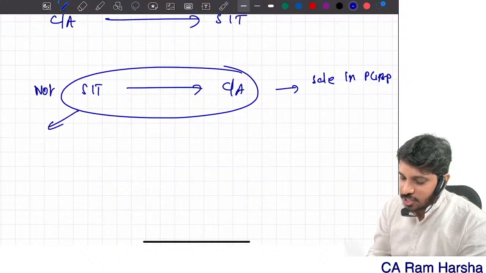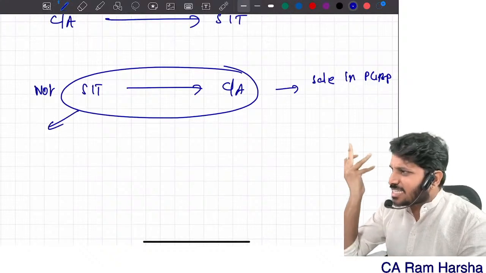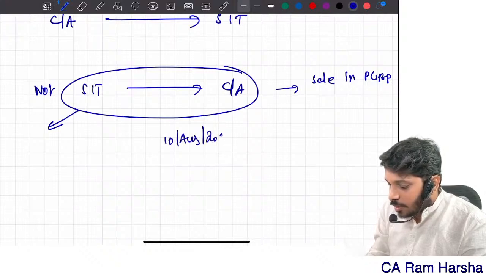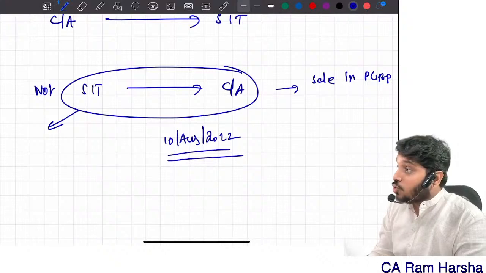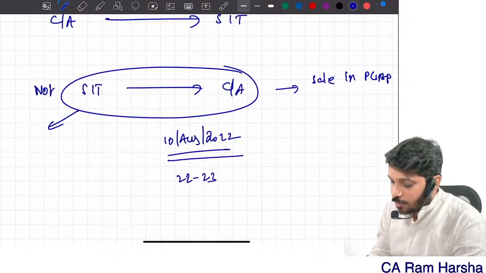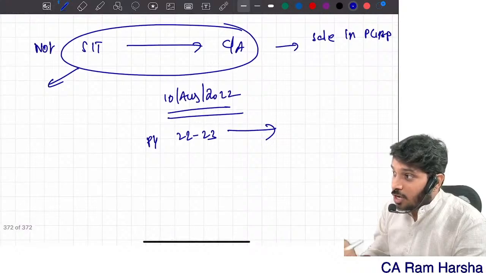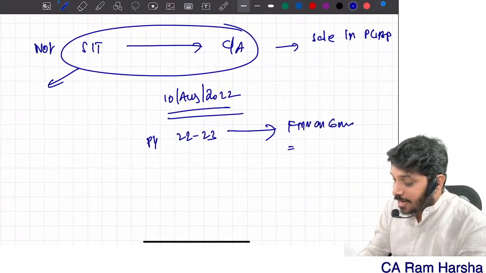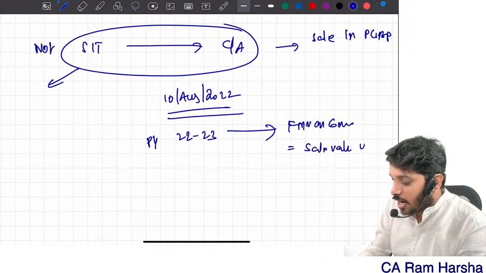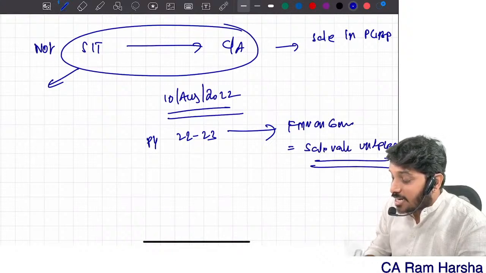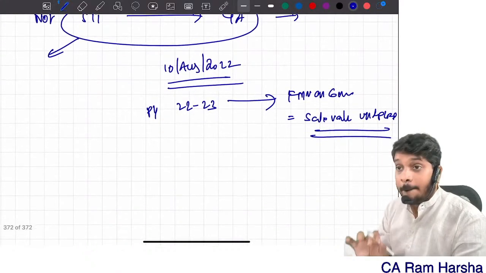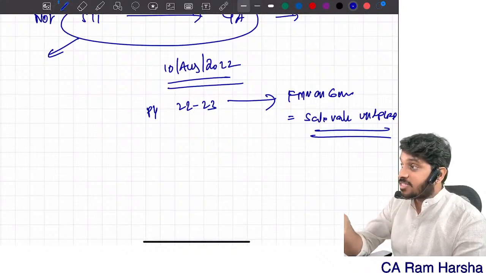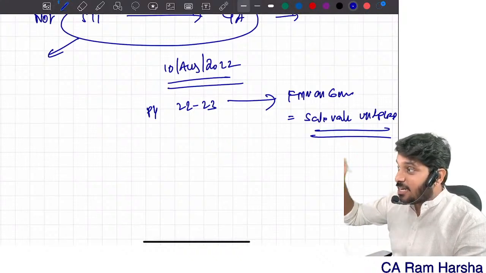Suppose I purchased this stock in trade. Whenever I purchased it doesn't matter, but I converted it into capital asset on 10th August 2022, in previous year 22-23. Market value on conversion is treated as sale value under PGBP. Charging section 28 itself says that market value of inventory converted into capital asset on the date of conversion is straight away treated as sale value in PGBP.